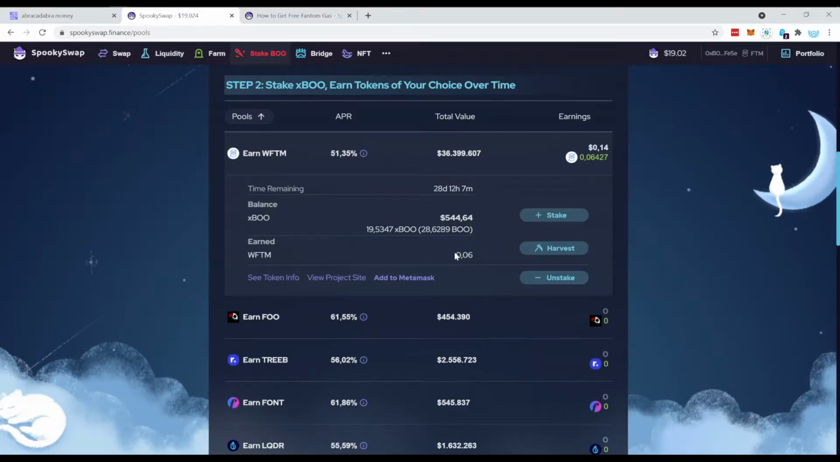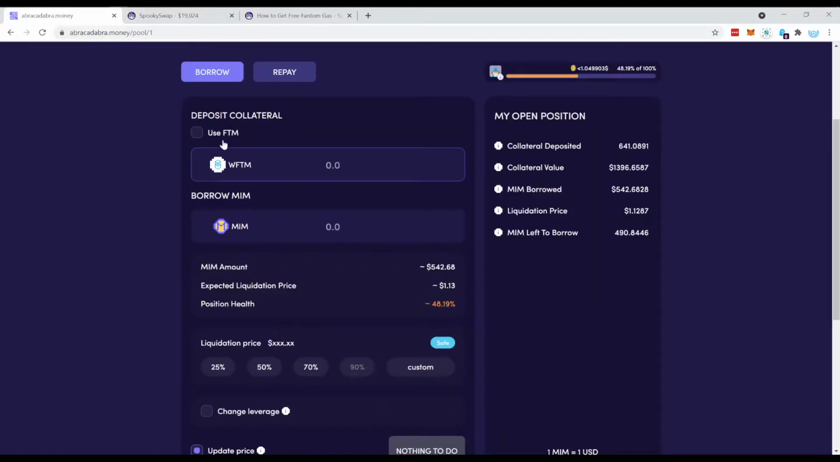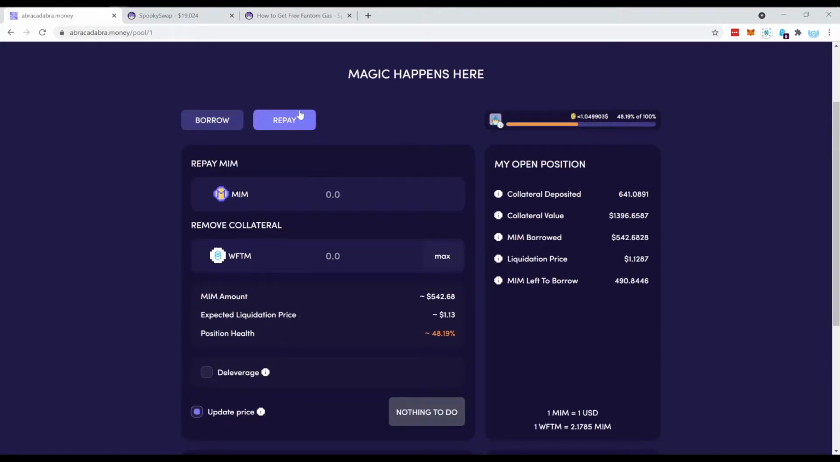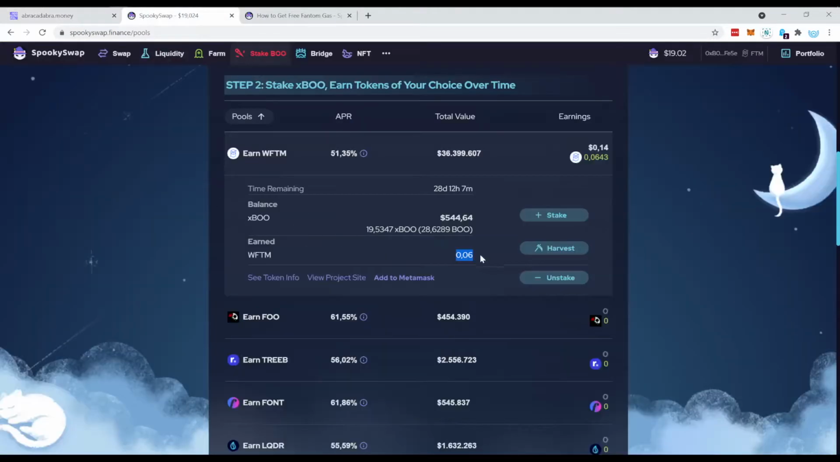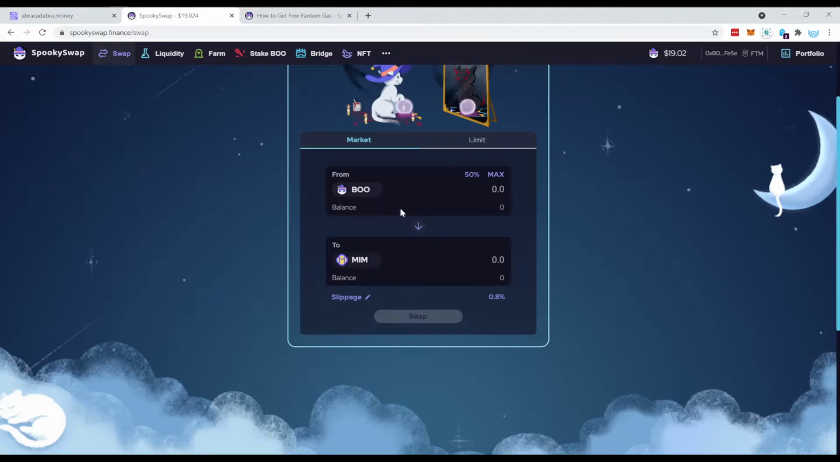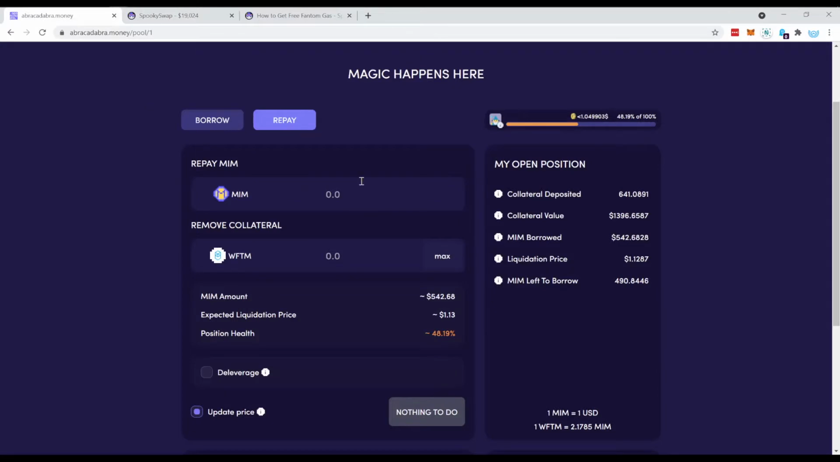Now, when you have a nice amount of WFTM right here, what you can do is you harvest the amount, you come back to Abracadabra money, and you come to the repay tab right here, right? So you take your WFTM, you come to swap, you swap your WFTM for MIM, okay? So the money you earned on the staking, you convert it back to MIM, you come over here, and you repay your loan, right? So this is where the genius comes in.